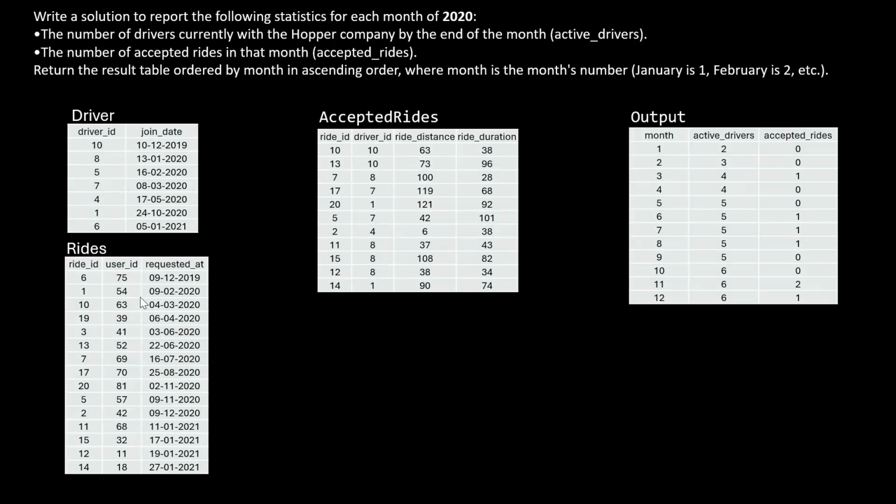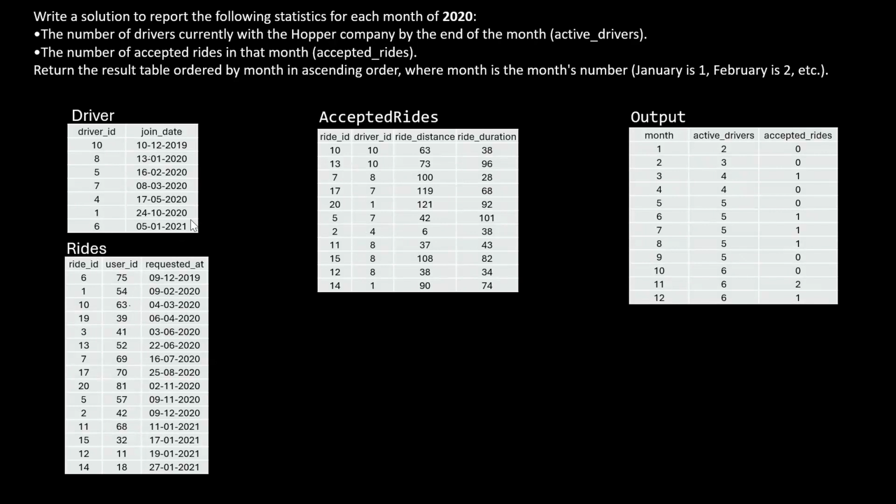Obviously, it's not guaranteed that every ride present in the rides table would also be present in the accepted rides table, because some of the rides might not get accepted at all, right? But whatever rides are present in the accepted rides table are guaranteed to be present in the rides table. And the driver table is like master data. It has the details of each driver ID with their joining date. That is the entire data that we are given.